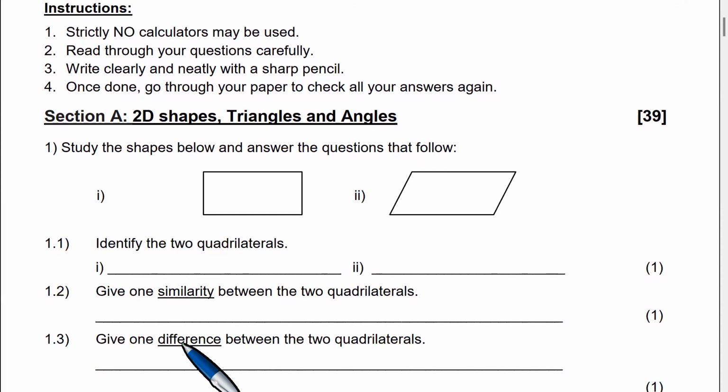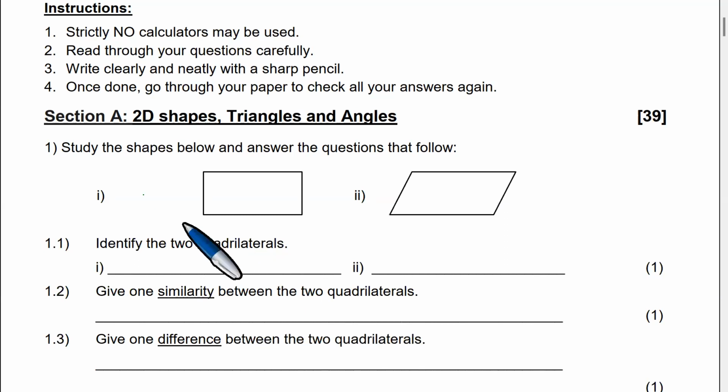Section A says, study the shapes below and answer the questions that follow. Right, if you look at 1A, we have this shape here, and we have that shape there. And now here is the question. Identify the two quadrilaterals.